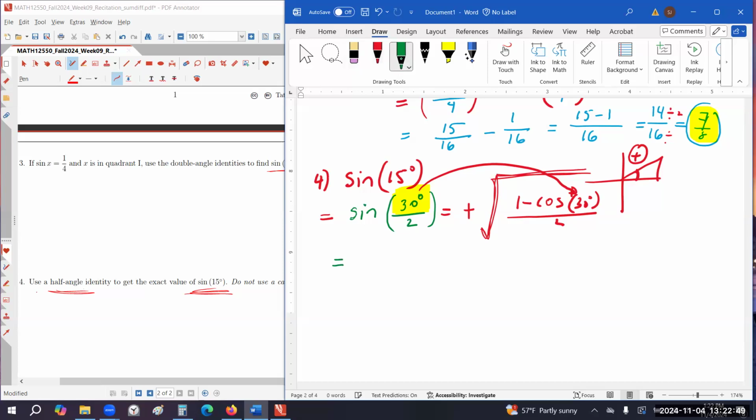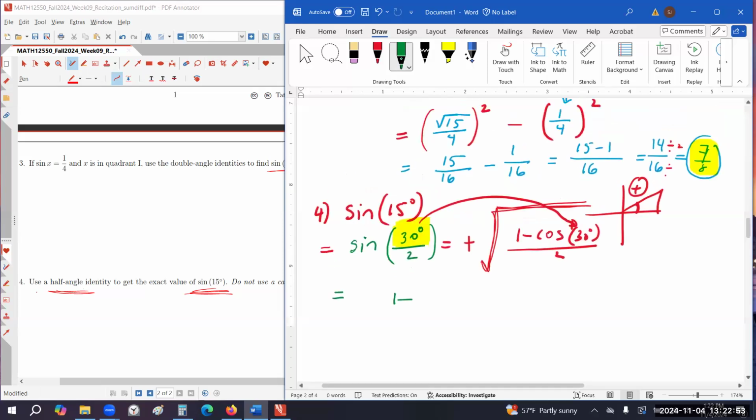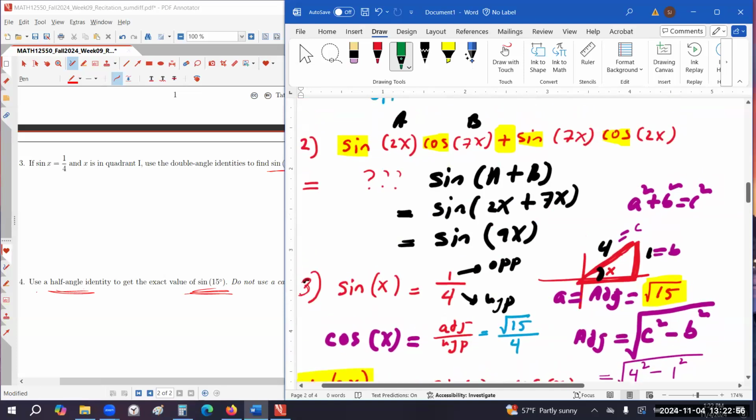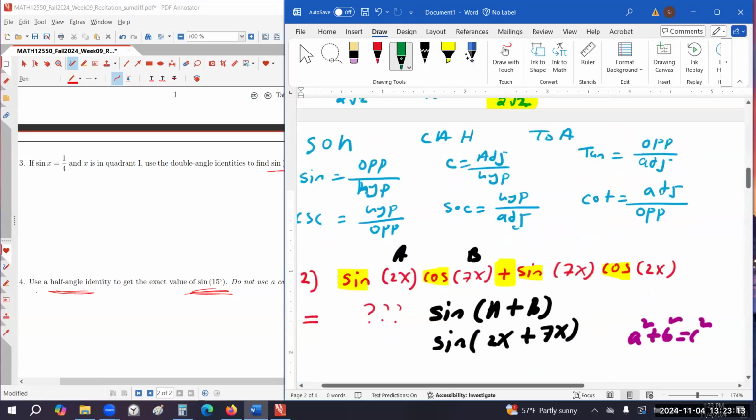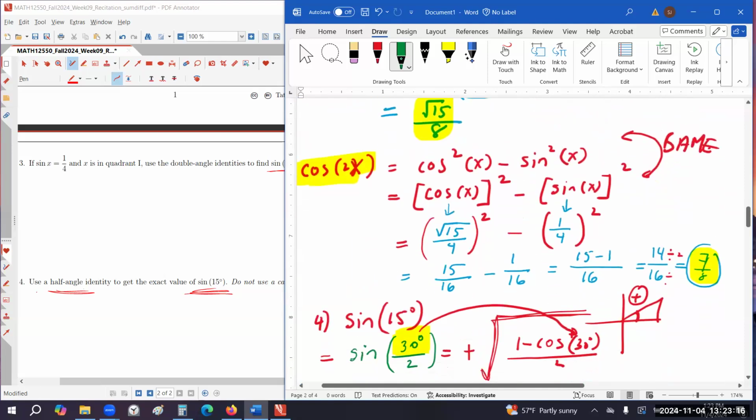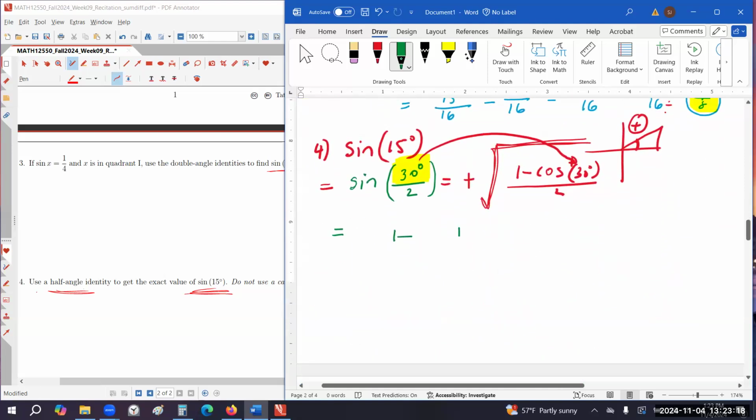So we have 1 minus cosine 30 degrees. Let's go to a triangle and see what cosine 30 degrees is. With 30 degrees here, cosine is adjacent over hypotenuse. The adjacent is square root of 3, the hypotenuse is 2. So cosine 30 degrees is square root of 3 over 2.